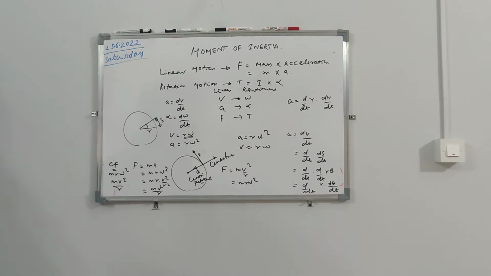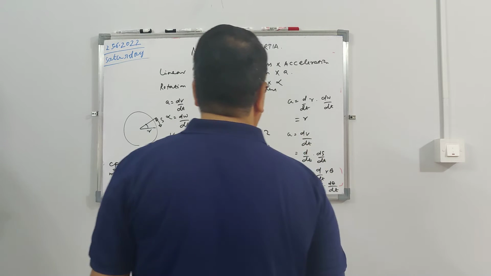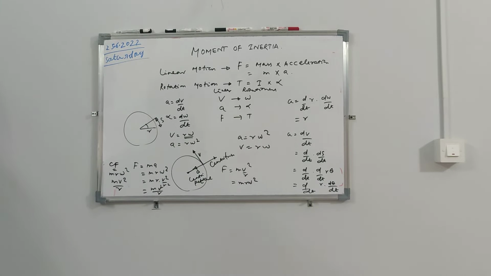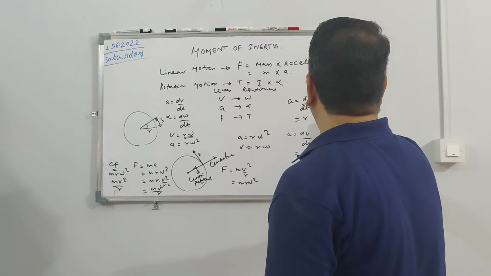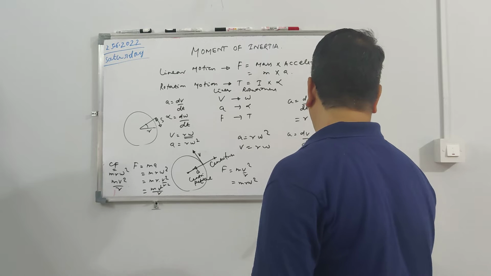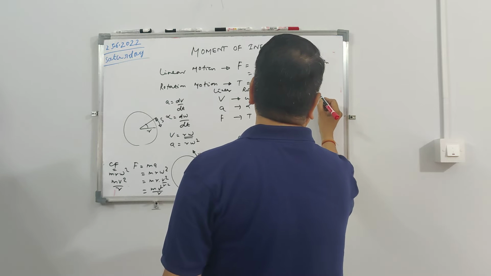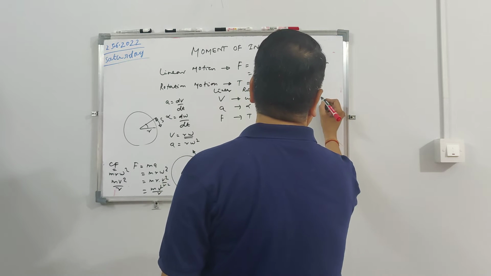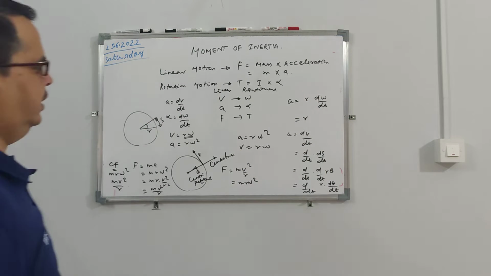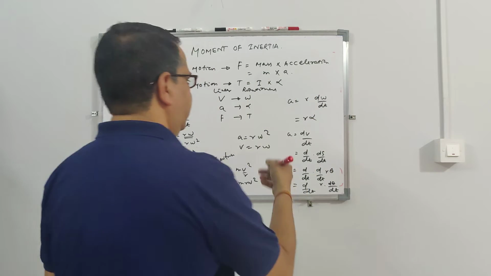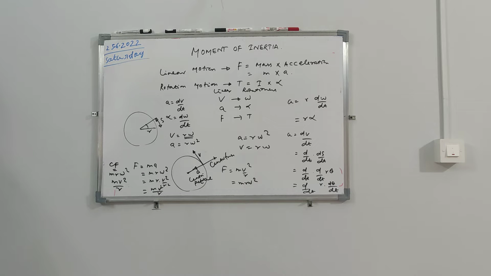d theta by dt is omega, sorry, so it will be r times d omega by dt. So d omega by dt is nothing but your alpha. So a is equal to r alpha. So linear acceleration is equal to r alpha.